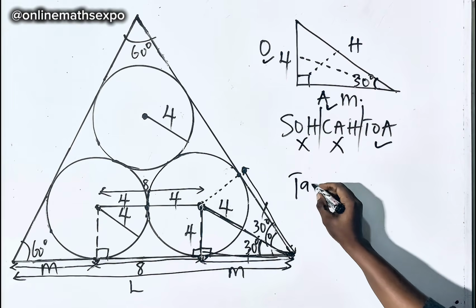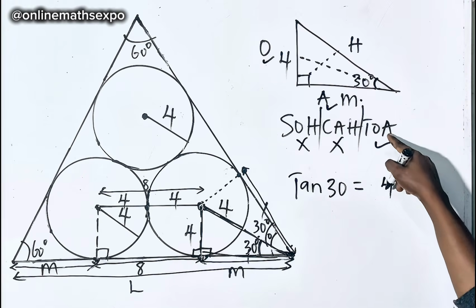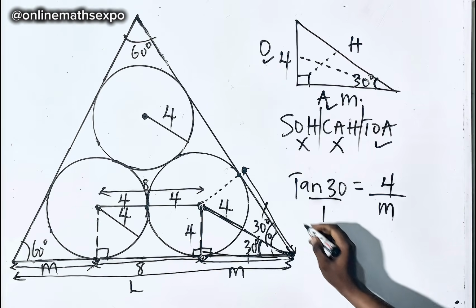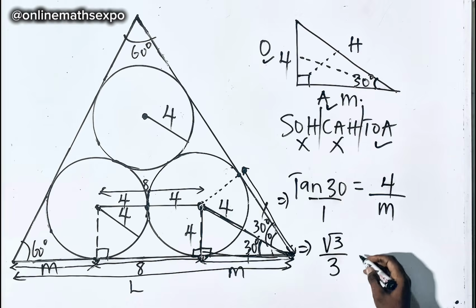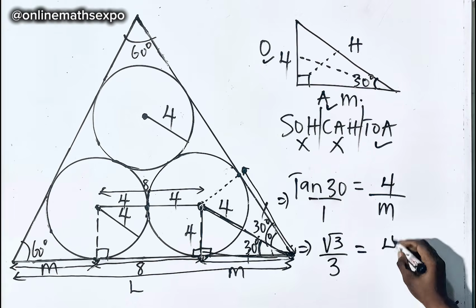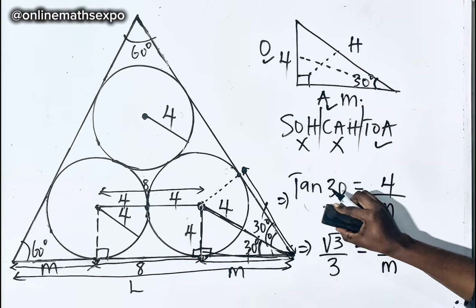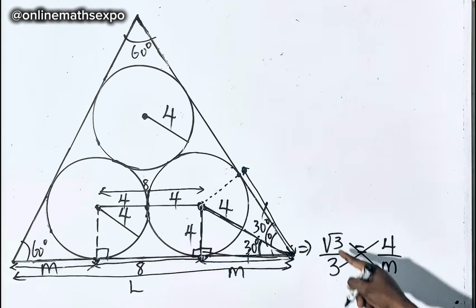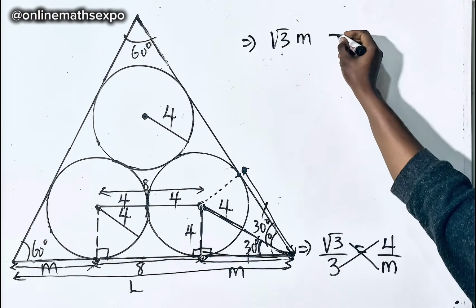Using our tan, we have tan of 30 degrees is equal to opposite, which is 4, over the adjacent, which is M. Tan 30 gives us root 3 over 3, which is equal to 4 over M. So quickly cross multiply. This times this gives us root 3 M. This times this gives us 12.